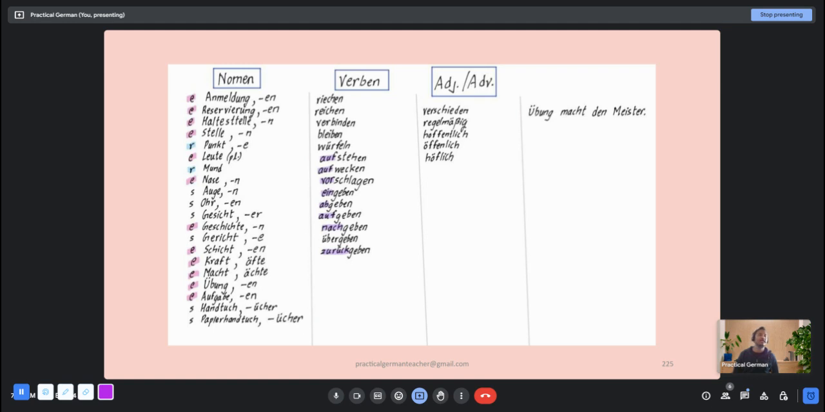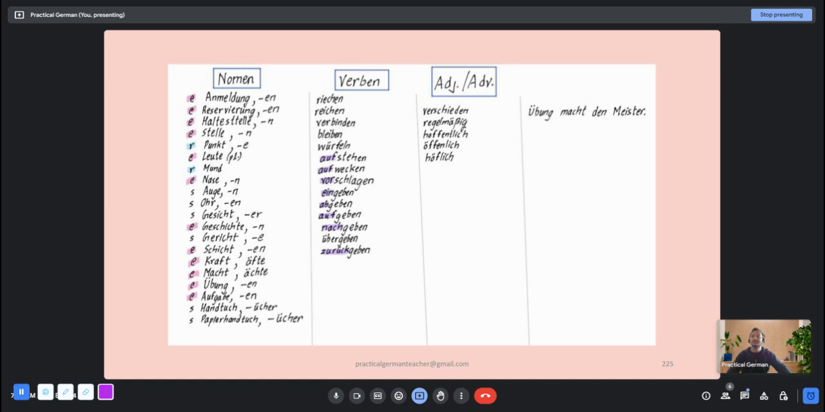Übung is exercise. It can be a homework exercise. It's also the exercise that you do in a fitness studio. Aufgabe is not homework. Aufgabe is a task. Okay, it's a task.